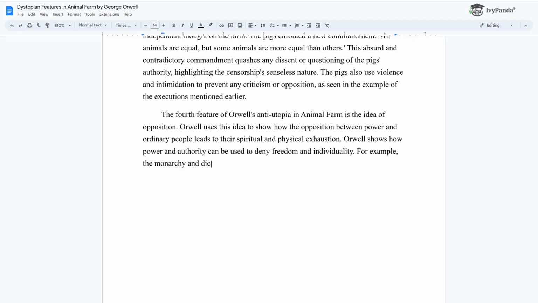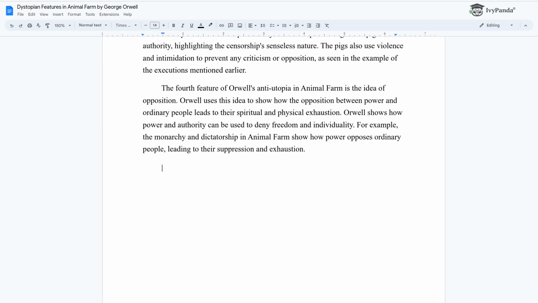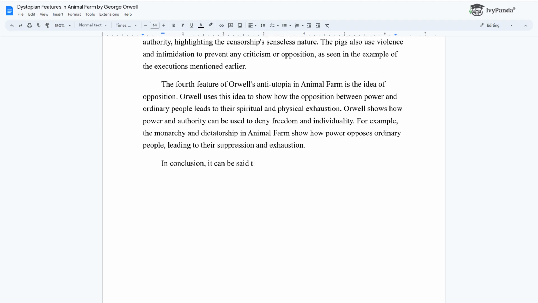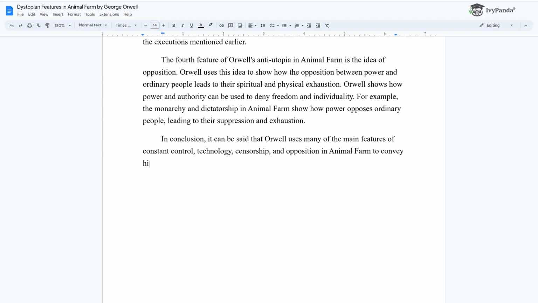For example, the monarchy and dictatorship in Animal Farm show how power opposes ordinary people, leading to their suppression and exhaustion. In conclusion, it can be said that Orwell uses many of the main features of constant control, technology, censorship, and opposition in Animal Farm to convey his main idea of criticizing society.